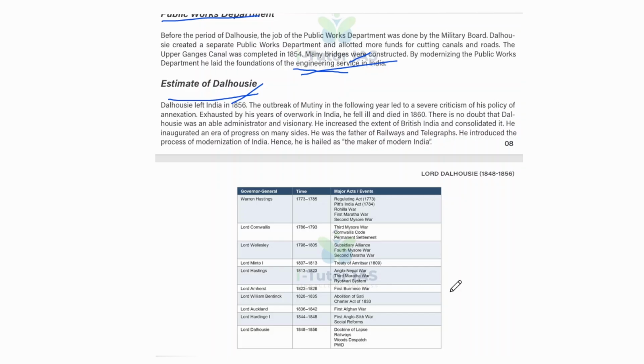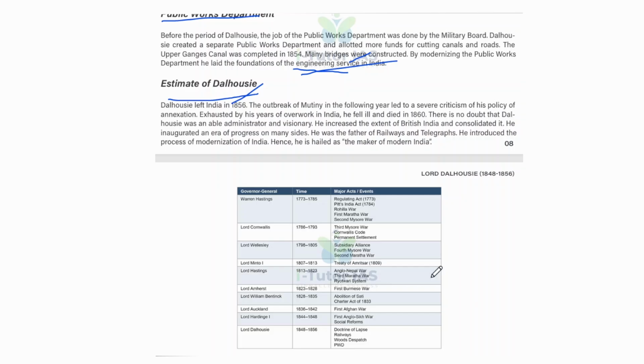And he introduced the process of modernization of India, and hence he is hailed as the maker of modern India. Actually, as a governor general, he is the last one, and after that the era of viceroys started, and the first viceroy was Lord Canning.